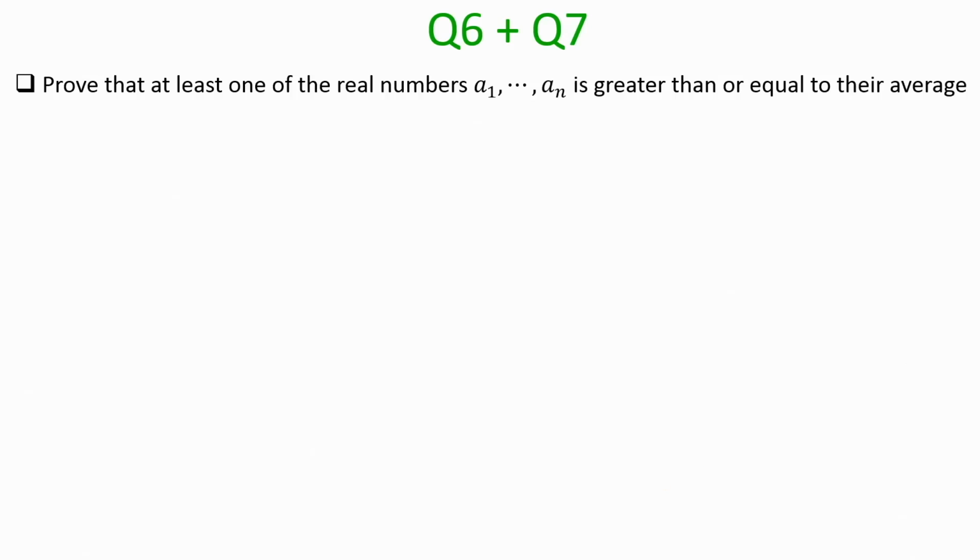Now, let us see question number 6 and 7 together. We will first see question number 6, and the solution of question 6 will be used for question number 7. Question 6 is, you have to prove that there exists at least one real number among a set of n real numbers which is greater than or equal to their average. I stress here that a1 to an are arbitrary. You can't show concrete values of a1 to an and prove this statement for those values and conclude that this statement is true. This is a universally quantified statement.